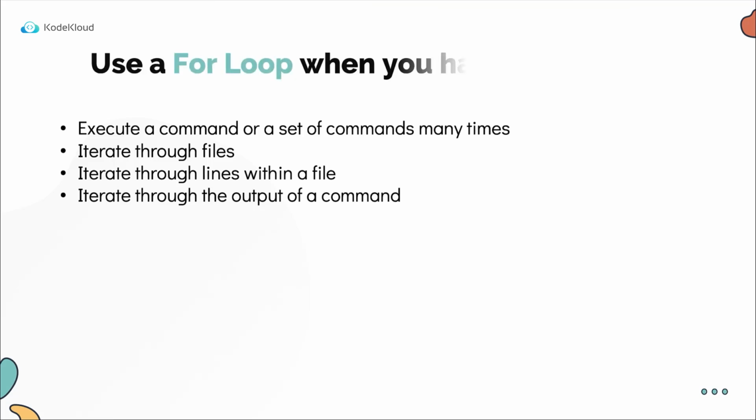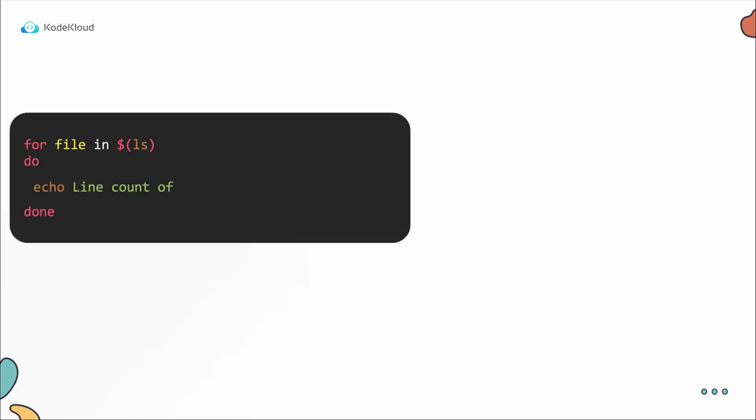Now, you would typically use a for loop when you have to repeat tasks many times. For instance, run a command or a set of commands multiple times, or iterate through multiple files, or iterate through lines within a file, or iterate through the output of a command, etc. Here are some real-life examples of a for loop.